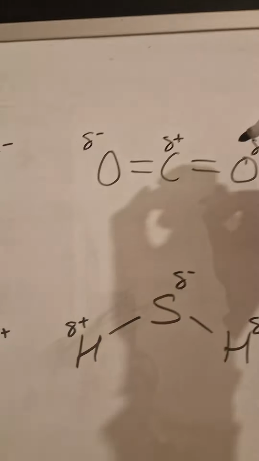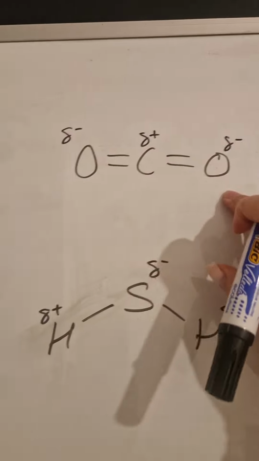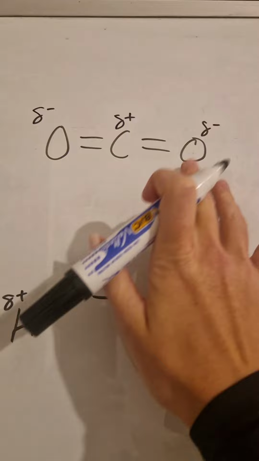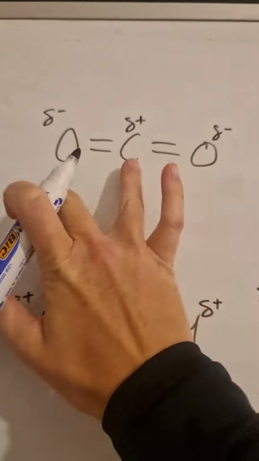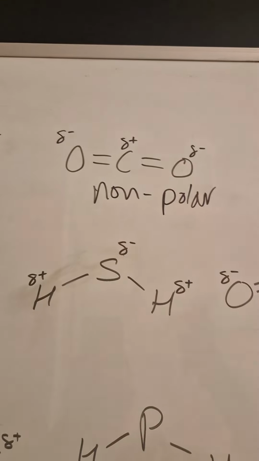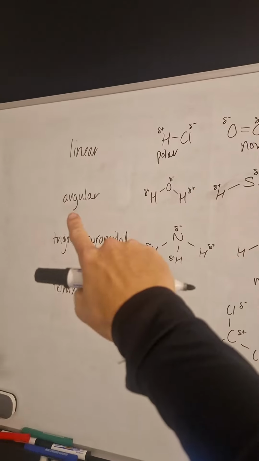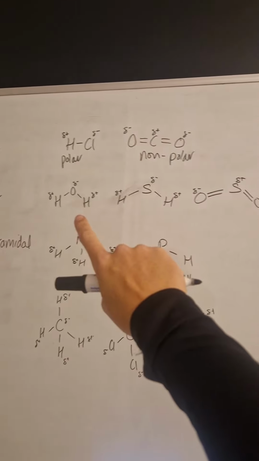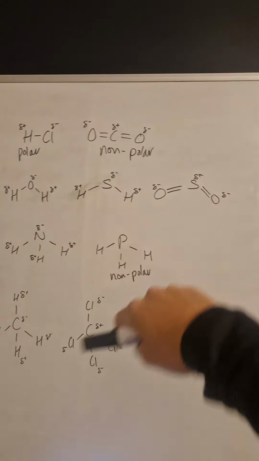Now, carbon dioxide is one you need to watch out for because although that looks like it does have a permanent dipole, it actually doesn't because both ends have the same charge. So because it is a linear molecule and both ends have the same charge, it is actually non-polar because it has no permanent dipole. Then by rule of thumb, any angular shaped molecule that has partial charges will be polar.